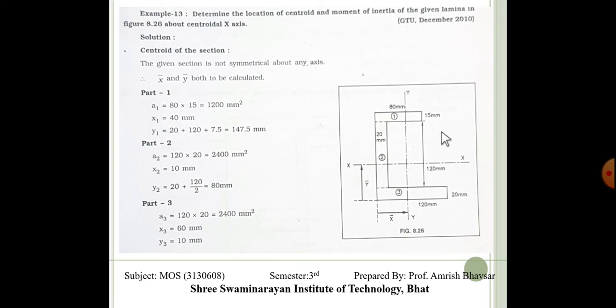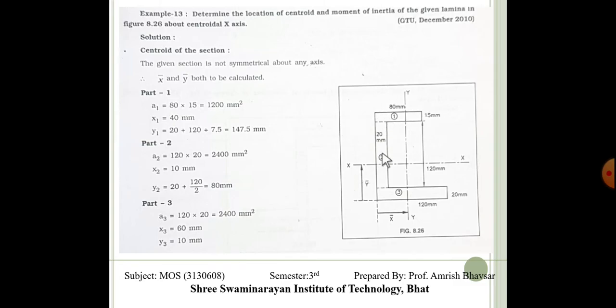Now this is a type of C section. Determine the location of the centroid and moment of inertia of the given lamina about x axis. So here we have to calculate only about the x axis. No need to find Iyy, because they have given only about the x axis. So for finding the x axis, we have to find y bar.